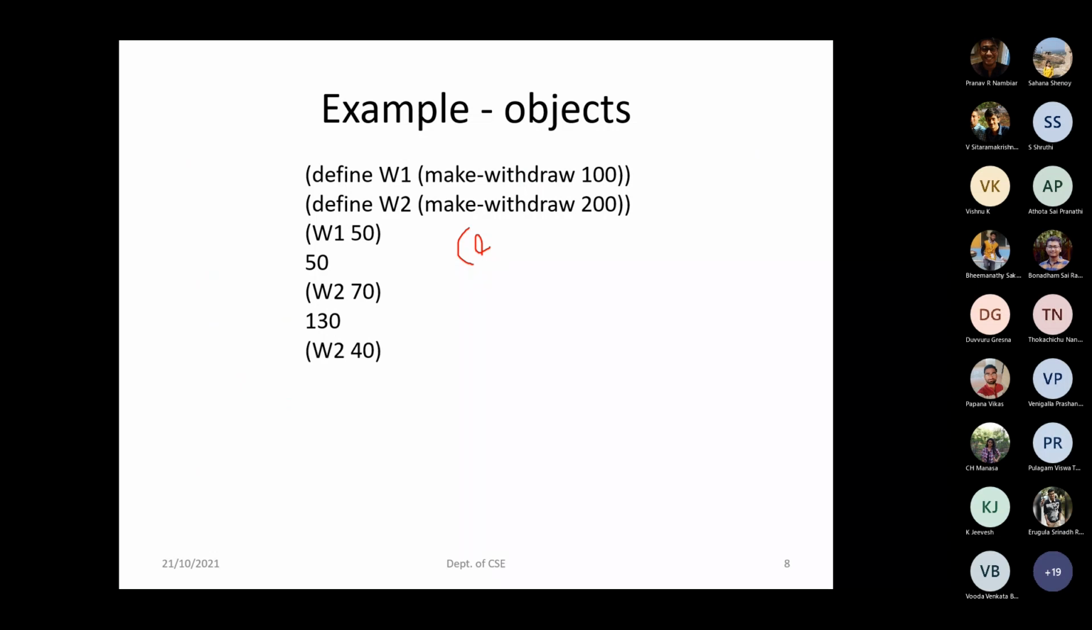Ma'am, if we just call W1 and enter, it will return the current balance, right? Since it will return the lambda function. I'm just saying after this part, without withdrawing 50, I just said W1. What does it return? It should return 100. It will return the value 100.